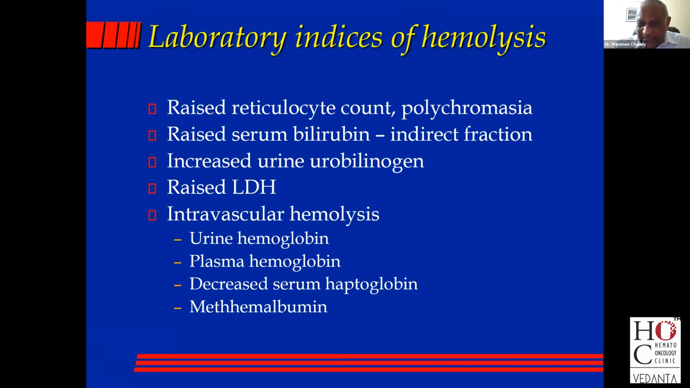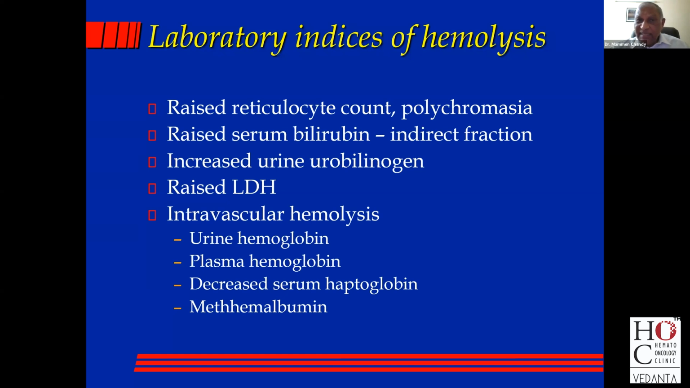Next is plasma hemoglobin. Next is a decreased haptoglobin. I would like to tell the residents that this is too sensitive a test. It's not worth doing it. When you have sepsis, the haptoglobin will be decreased. So it's a waste of money to do a haptoglobin. It is too sensitive a test of intravascular hemolysis. And rarely you can get something called methemoglobinuria.